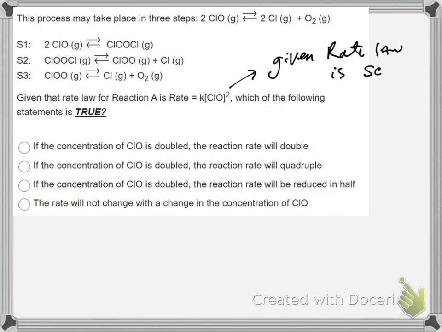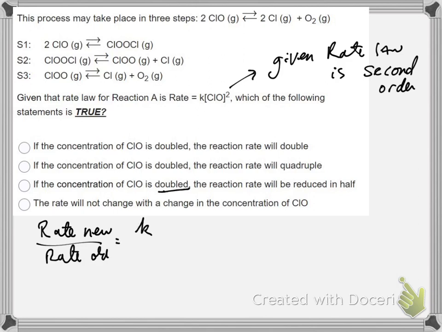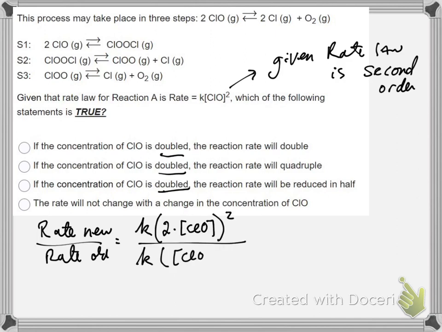So we're just going to use the same ratios here. We see it's second order. So the rate new over rate old is K. So we're doubling how much of ClO there is. So we double how much there is, but we keep it inside the parenthesis. We square it because it's second order. And the old would have just been if it wasn't doubled.